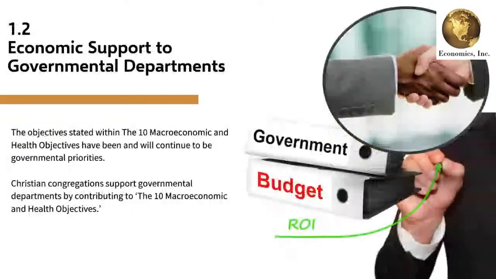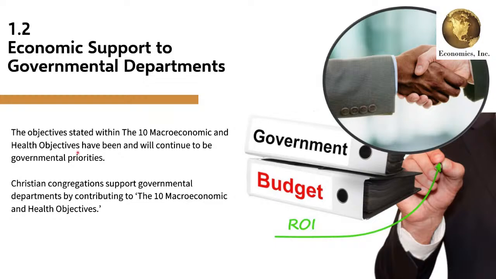All right, Danielle, can you read 1.2 for us? So economic support to governmental departments. The objectives stated within the 10 macroeconomics and health objectives have been and will continue to be governmental priorities. Christian congregations support governmental departments by contributing to the 10 macroeconomics and health objectives. So government departments already have these 10 macro and economic health objectives.